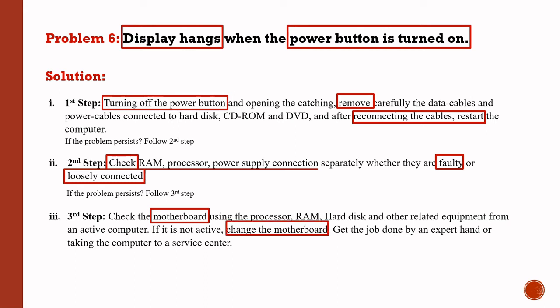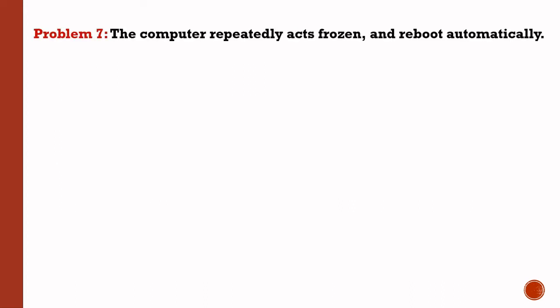It looks quite long, but it's easy. Step by step: first step, second step, third step. Okay, is it clear? Can I move to problem 7? Yes. Problem 7 is the computer repeatedly acts frozen. What does it mean? It means an unresponsive computer. Unresponsive means when the computer does not respond to the user, it is said to be frozen.